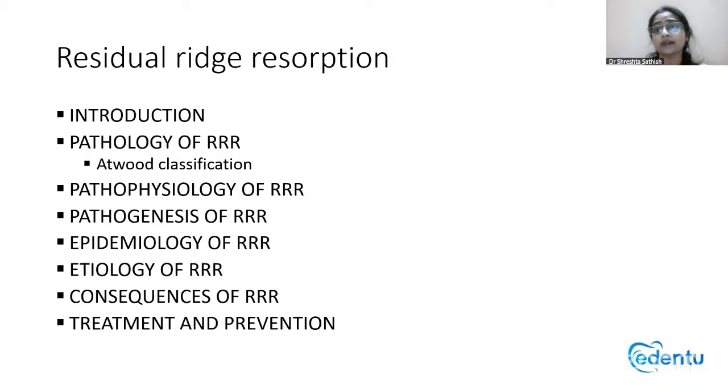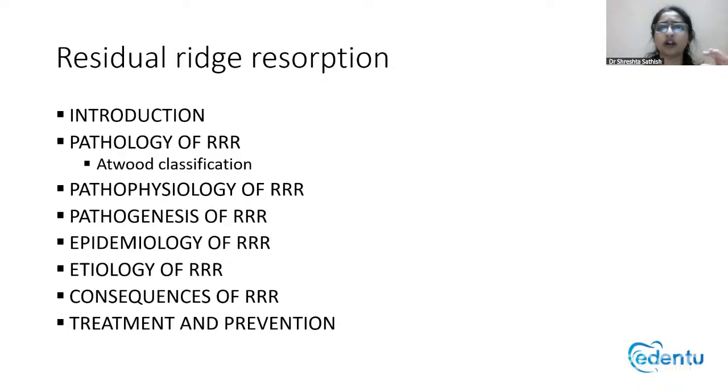So when we talk about residual ridge resorption, how will you split your answer? If you have an essay question, you split your question into small parts. So your answer should have a key in front. So this is how you will probably give the key. So at least the examiner looks through your paper and knows, okay, this person knows about this topic. So you will be explaining under each heading.